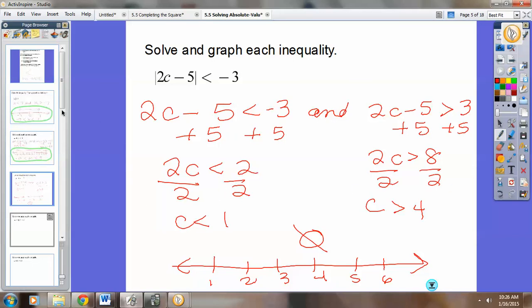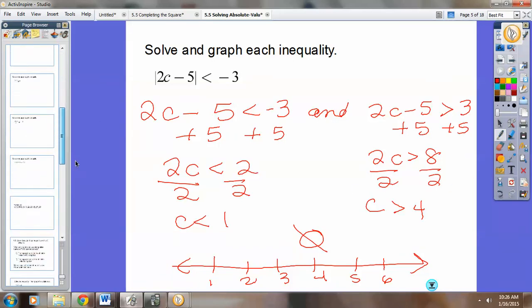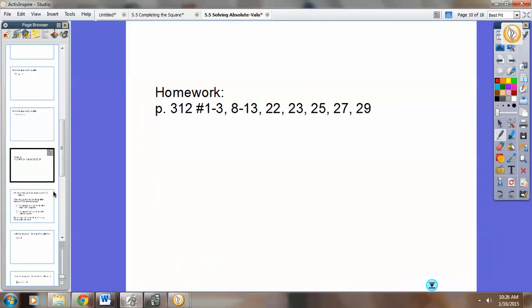Okay, I am going to stop here for today. I have some problems for you guys to practice on solving absolute value inequalities. Page 312, 1 through 3, 8 through 13, 22, 23, 25, 27, 29.